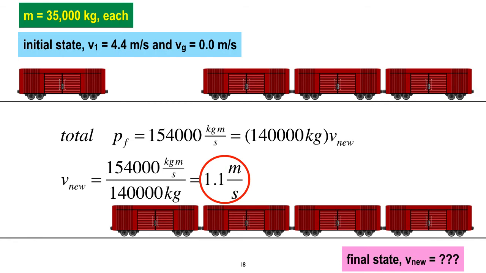Another question. Yes? Is it just a coincidence that since the 3 are going at 0 and the other one's going at 4.4, that divided by all 4, it would be 1.1? Is that just a coincidence? I don't believe in coincidences. It's what the numbers tell you. And it's not a coincidence.